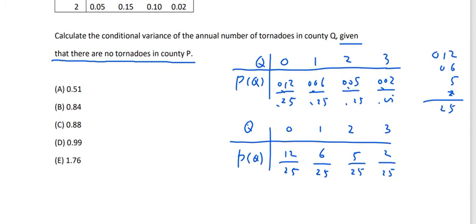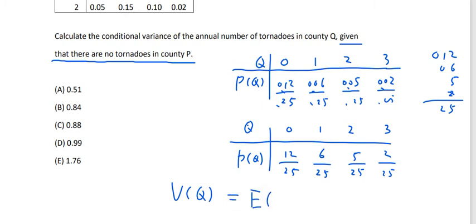For this distribution, we want to find the variance. By now it's easy, right? It's just some calculation: E of Q squared minus the square of E of Q. This is a simple calculation, so we can easily find this.